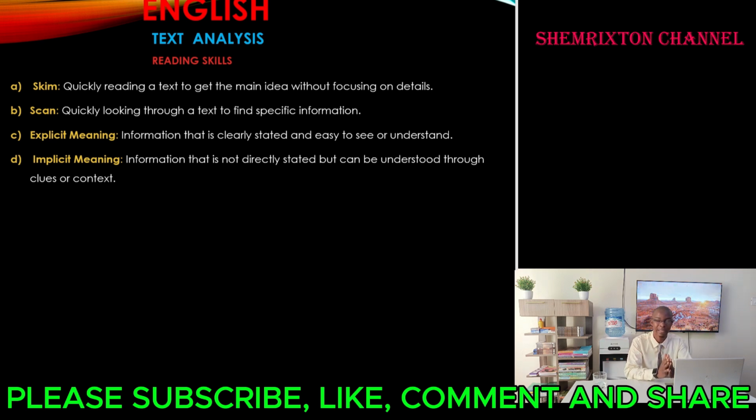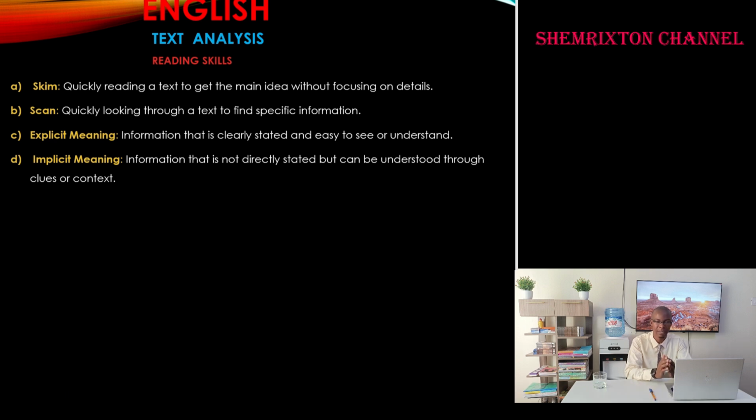And then the third one on the same slide is the explicit meaning. Explicit meaning is information that is clearly stated and easy to see or understand. And then we have the implicit meaning, which is information that is not directly stated, but can be understood through the clues or the context. So you must be able to identify the explicit meaning and also the implicit meaning.